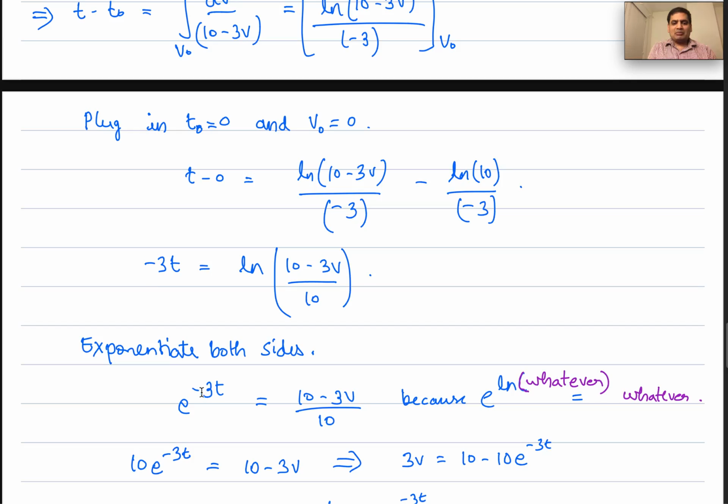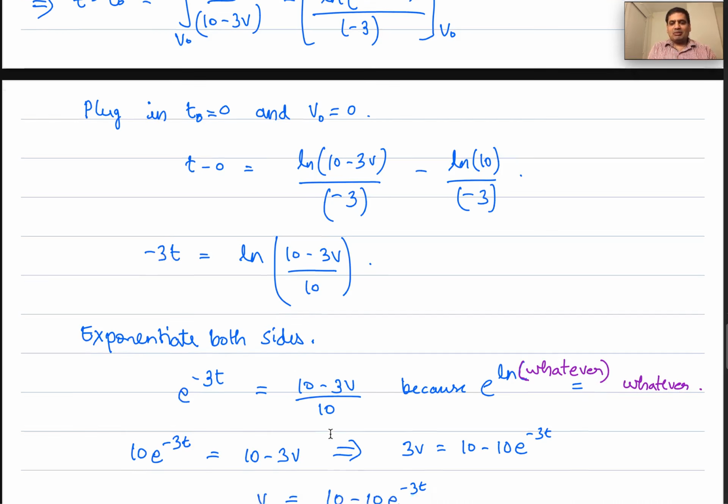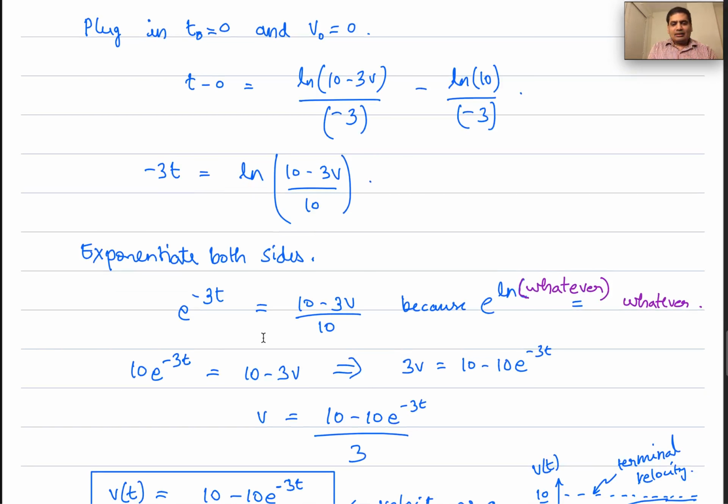So this becomes e power minus 3t. This becomes e power log whatever, and e power log whatever is actually whatever. So the e and the log get cancelled essentially because they're inverses of each other, and whatever is inside the log comes out. So that's what we get: e power minus 3t equals 10 minus 3v divided by 10. And we can rearrange things, bring the 10 up here.